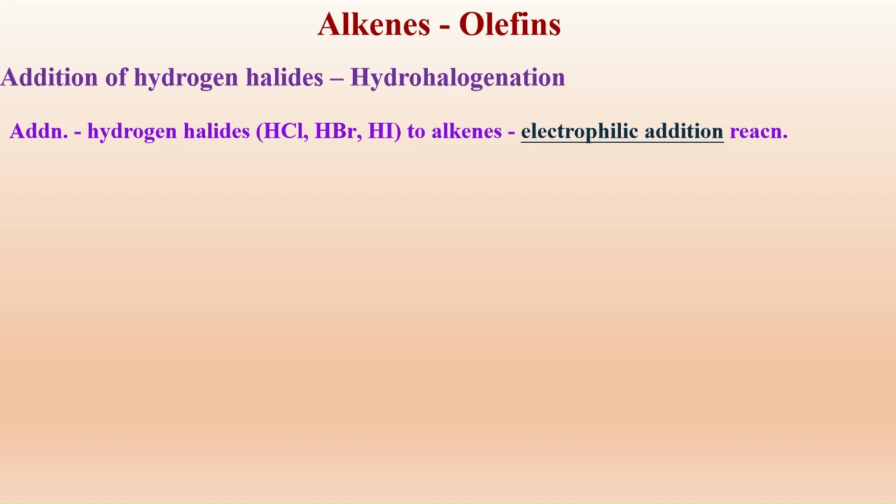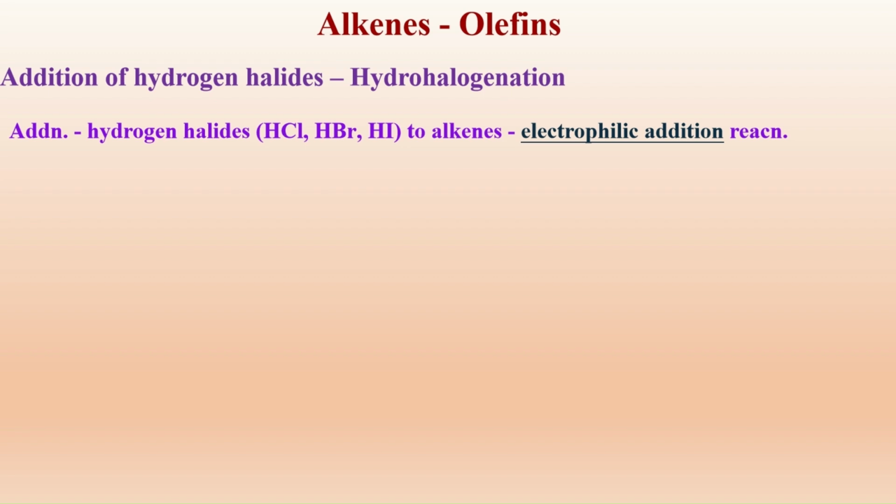Hydrogen fluoride can also get added across the carbon-carbon double bond to give corresponding alkyl fluorides. However, due to the low acidity of HF, it requires strongly acidic conditions, which requires a different set of reaction conditions. That's why the normal reaction conditions we use for HCl, HBr and HI do not hold good.